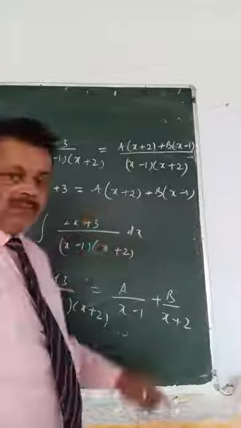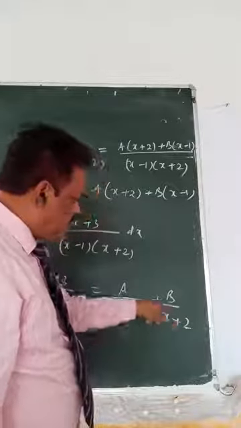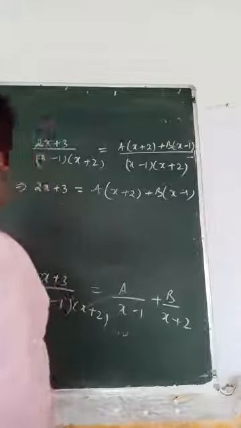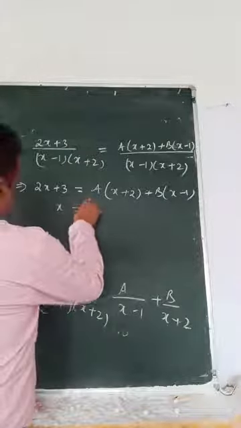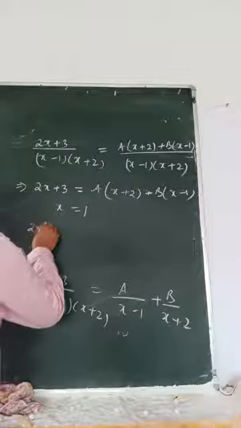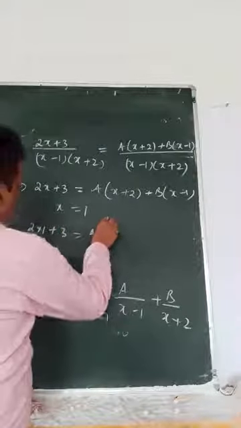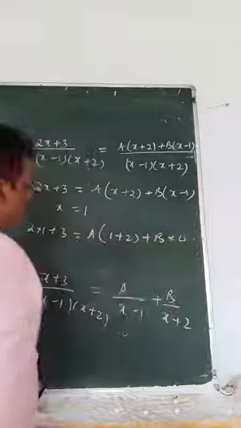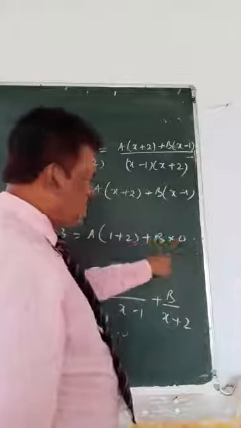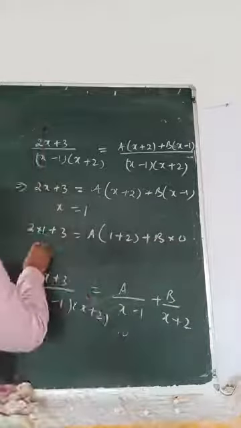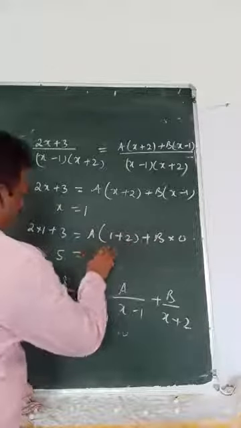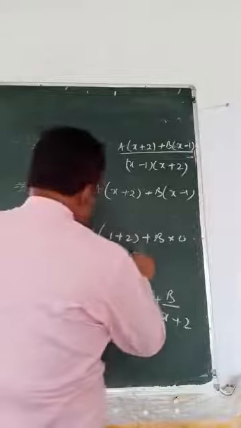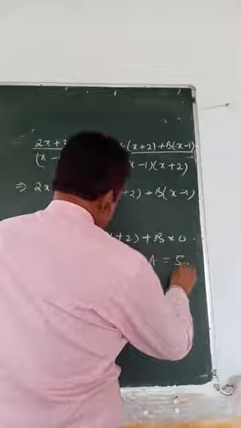First you will get one value, then put x equal to -2 and you will get the second value. So putting x equal to 1, this will be 2 into 1 plus 3 equals A into (1 + 2) plus B into 0, because when you put 1 this becomes 0. So this is gone. So 5 equals 3A, which implies A equals 5/3. Okay, let's keep it here.